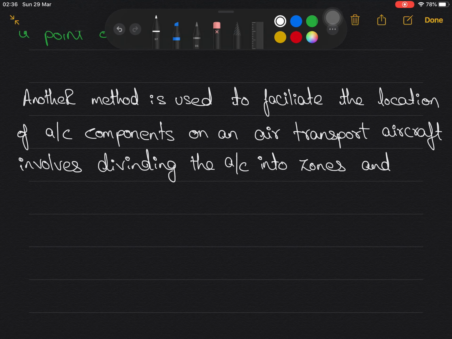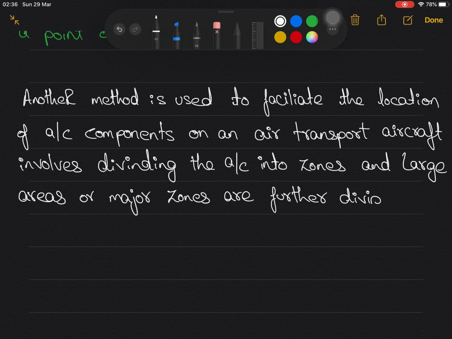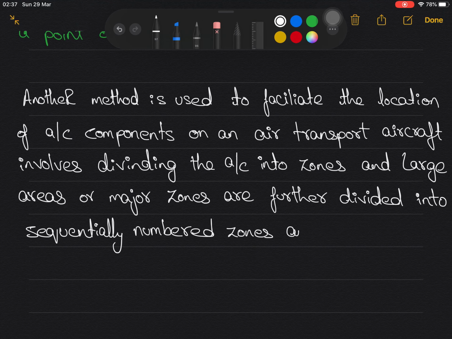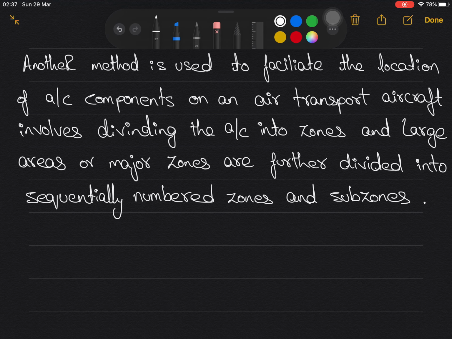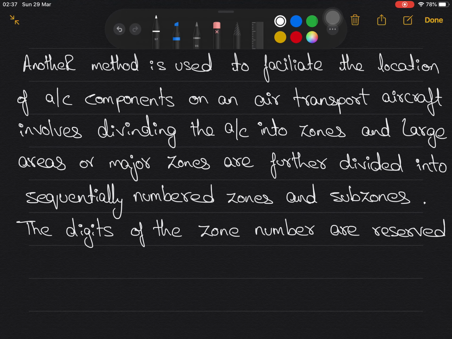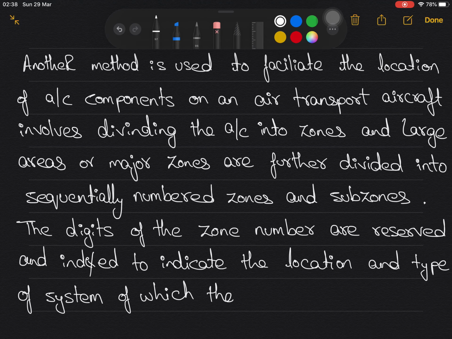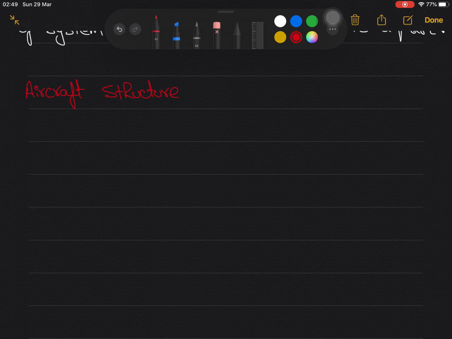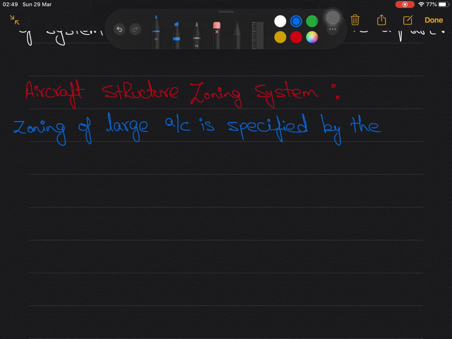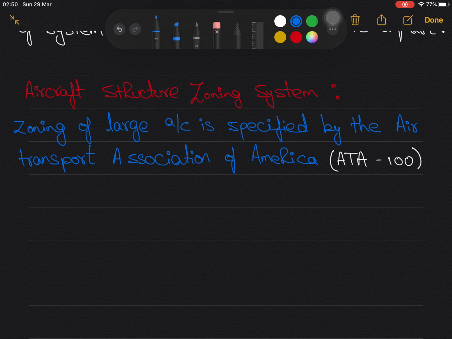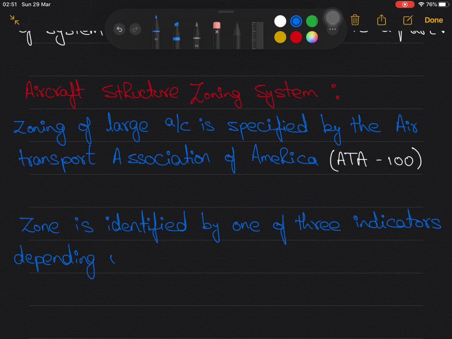It involves dividing the aircraft into zones, and large areas or major zones are further divided into sequentially numbered zones and subzones. The digits of the zone number are reserved and indexed to indicate the location and type of system of which the component is a part. Aircraft Structure Zoning System. Zoning of large aircraft is specified by the Air Transport Association of America, ATA Chapter 100.